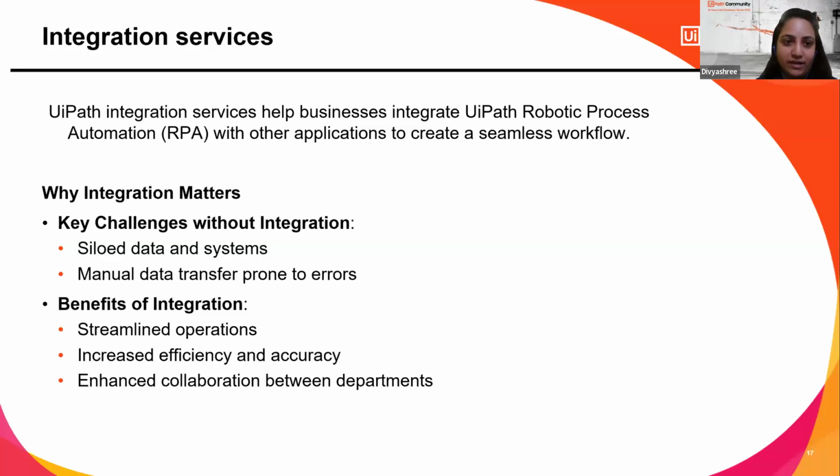In UiPath, we have Integration Service, where we have built-in connectors and built-in triggers, which help us do robotic process automation work with different third-party applications. Just to give you an example, we can integrate this with Outlook, with Gmail, with Jira, and so on.